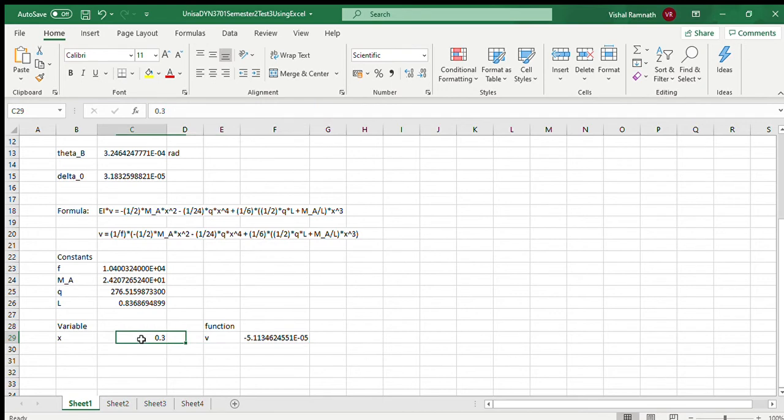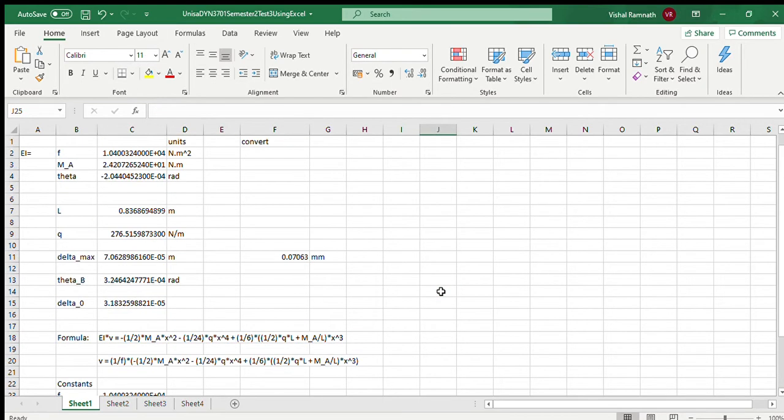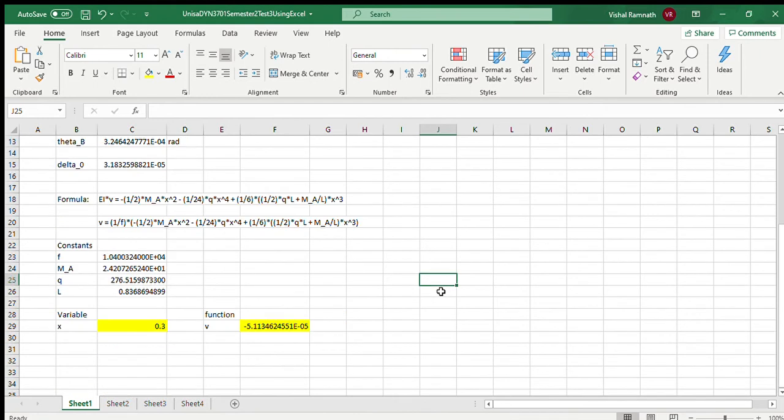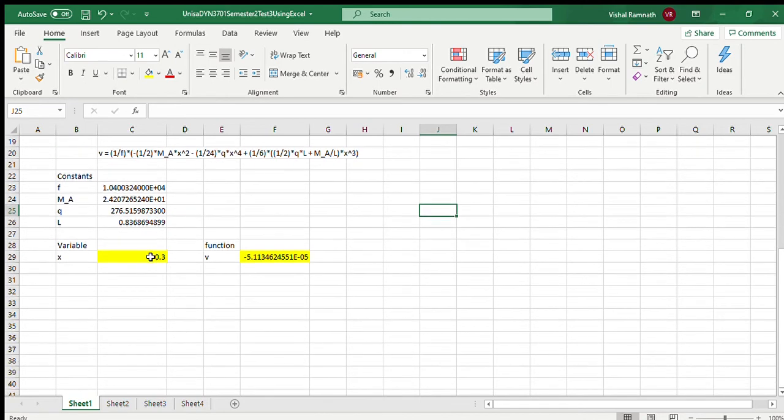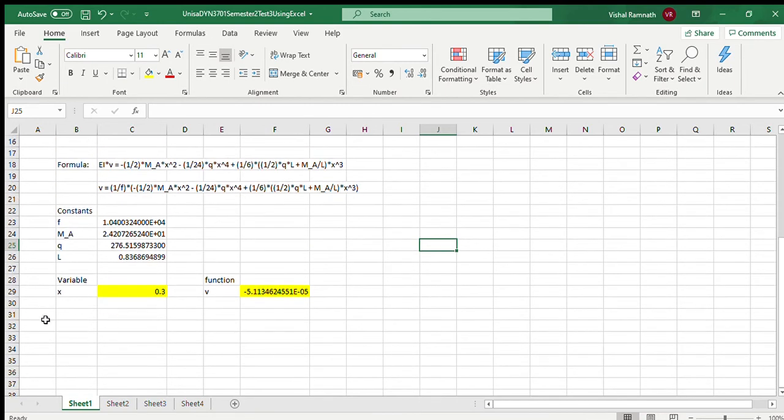So this is how you would work out functions in Microsoft Excel. Now let's implement the entire thing. What we do is we want to plot from the minimum of x to the maximum of x. X is going to vary from 0 to L. So let's plot the data for 100 points.